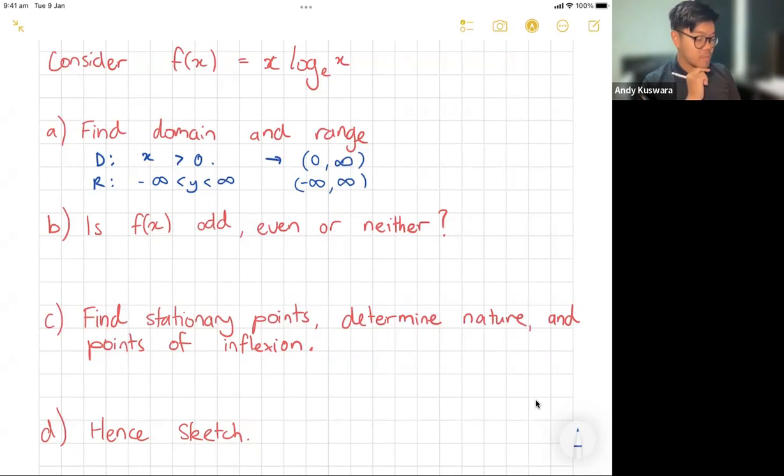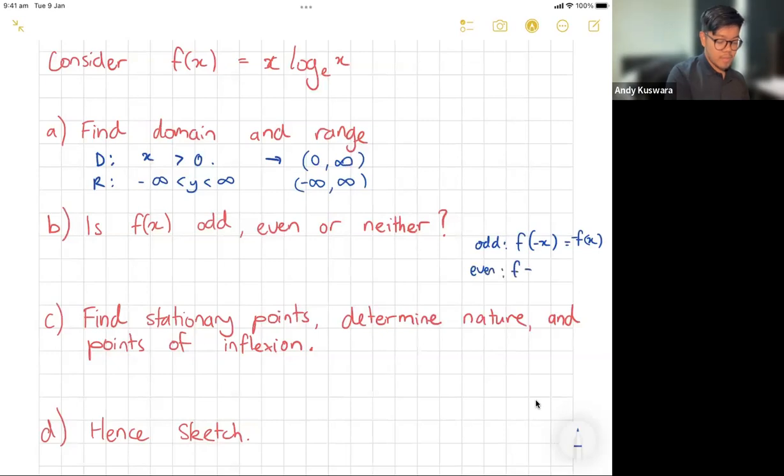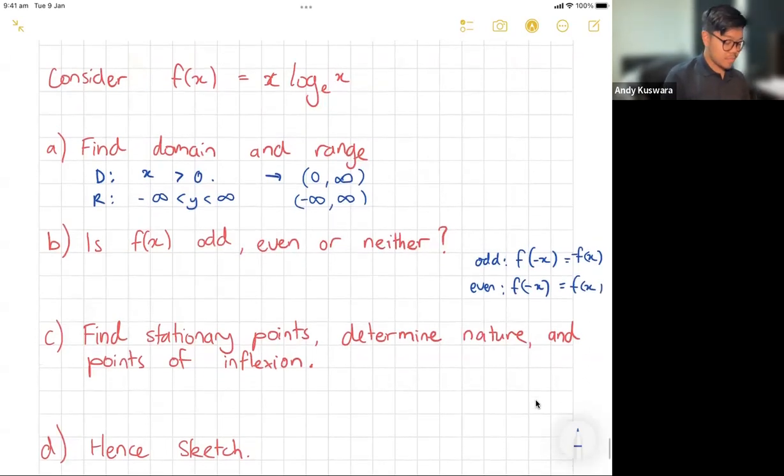Yep, that's right. Okay, odd, even, or neither. The easiest way to check this is, remember, odd is if your f of negative x equals negative f of x. And even is when f of negative x becomes just your regular f of x. So let's try and see what happens here.